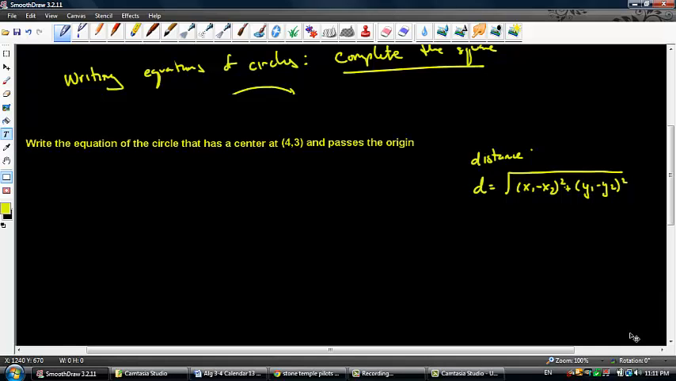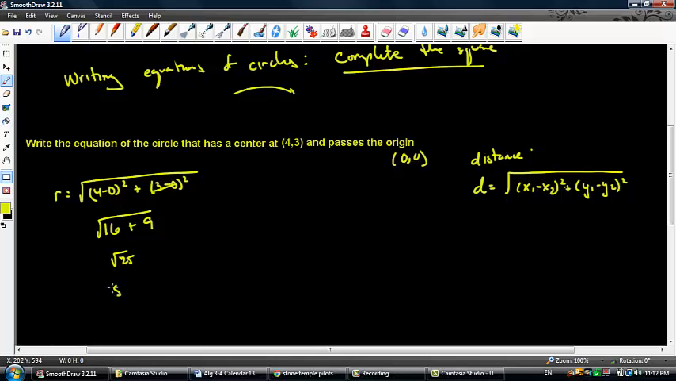Okay, let's do another example of this. We're going to write the equation of a circle that has a center at 4 comma 3 and passes through the origin. Remember, if it passes through the origin, it's going to pass through 0, 0. So I need to find my radius, using the distance formula. That would be the square root of (4 minus 0) quantity squared plus (3 minus 0) quantity squared. Well, what I've got here is 4 squared, which is 16, plus 3 squared, which is 9, square root of that. So I get the square root of 25, which is 5. My radius is 5.